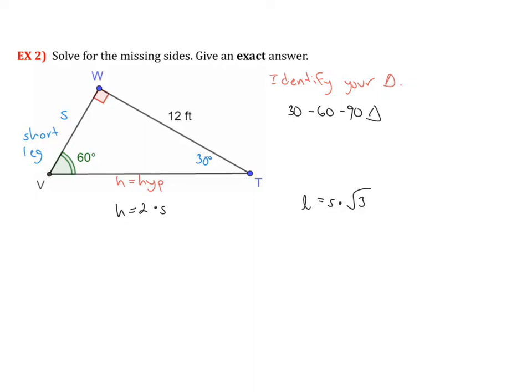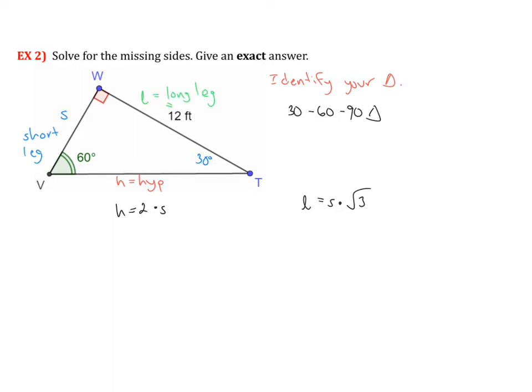By process of elimination, I know that the last side is L, the longer leg, which is across from 60 degrees. This is the longer leg because 60 is greater than 30. It's really just that 60 is greater than 30, which means that this side, TW, which is across from 60, is longer than VW, which is across from 30. All right, so that then tells me that L is 12 feet. Again, L is the long leg.